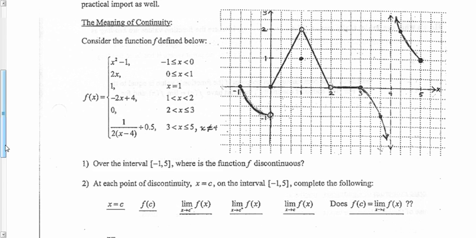So we have this function graphed in front of us. We have the actual equations on the left and the graph on the right. So let's look at question number 1. Over the interval from -1 to 5, where is the function f discontinuous?